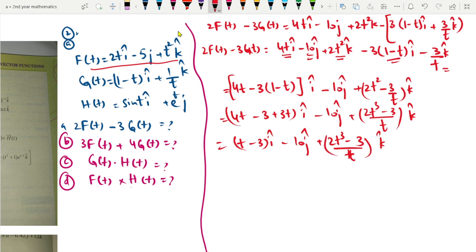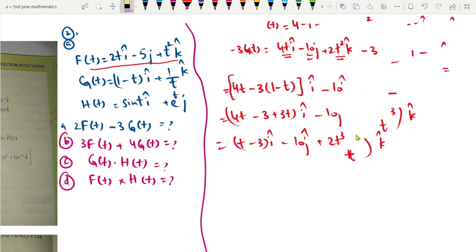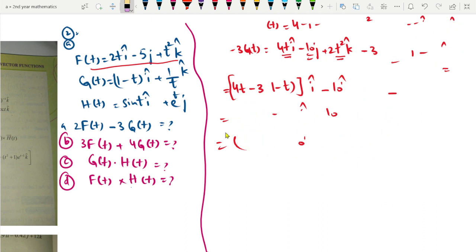So now we will discuss part second. Part second is just similar to this one. You have to multiply f with 3 and g with 4 and then add these two. Now we will find dot product.